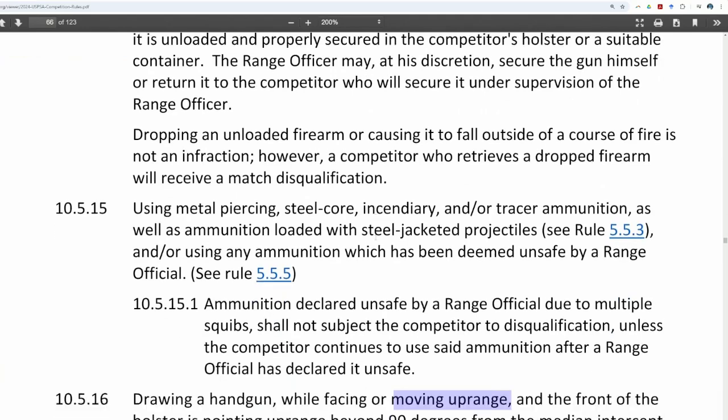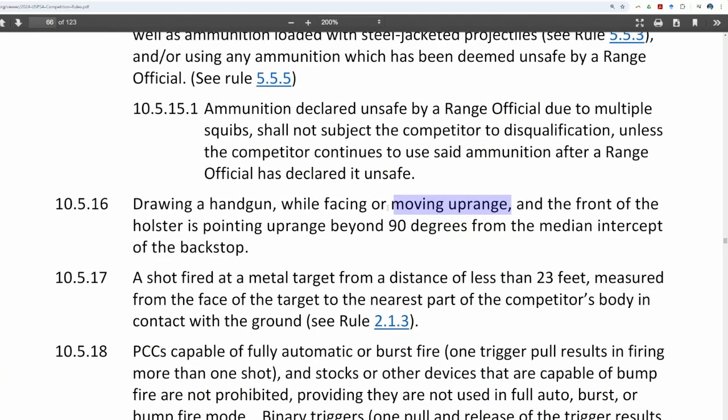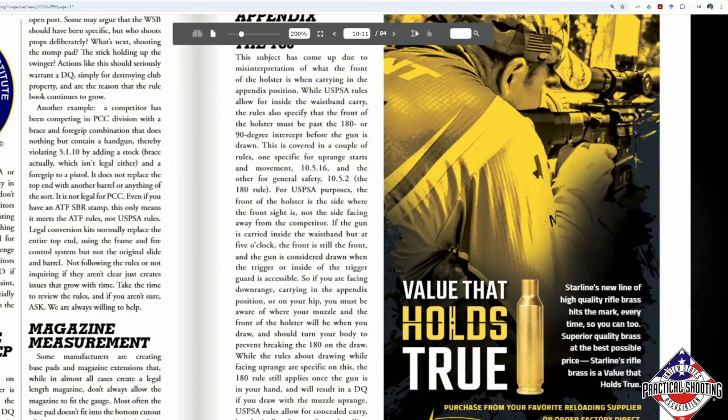Go back to 10.5.16. So again, the cases are only while facing directly uprange, because remember, facing uprange is strictly defined as facing directly uprange or moving uprange. Okay, let's go back to Troy's article. Troy implies that 10.5.2 also covers the front of the holster, which is not true.